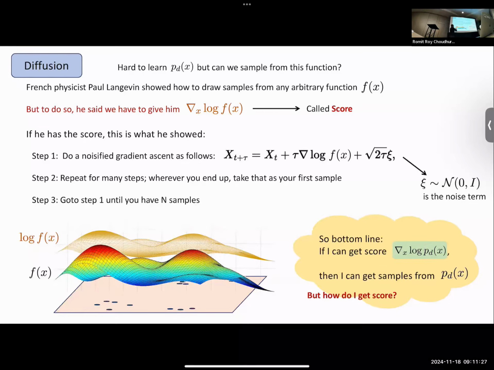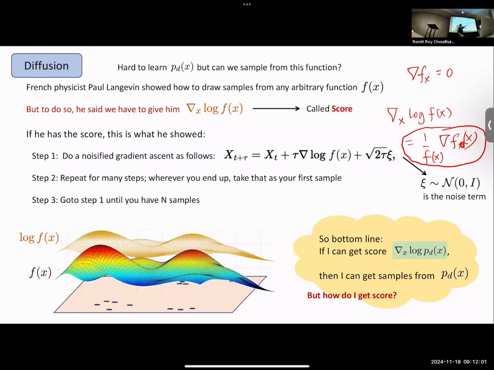Remember, right? Let me quickly give you an intuition. Where are the peaks of fx? It's where grad fx equals 0, correct? Look at grad x log fx. What is this? This is 1 by fx times grad fx. Do you agree? Now, if I ask you, where are the peaks of this? Where is it 0? You see, it's 0 where grad fx is 0. Sure. Okay. Log is monotonically increasing, so it's the same. Exactly. For sure.